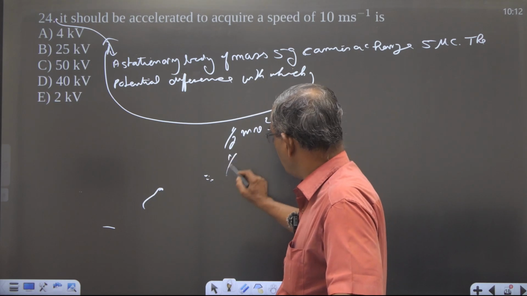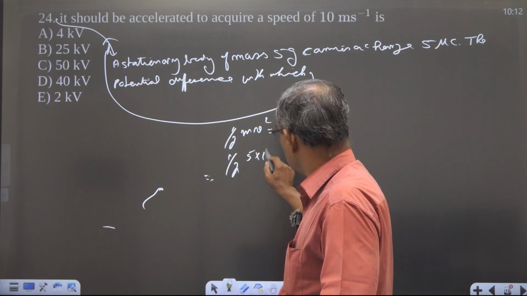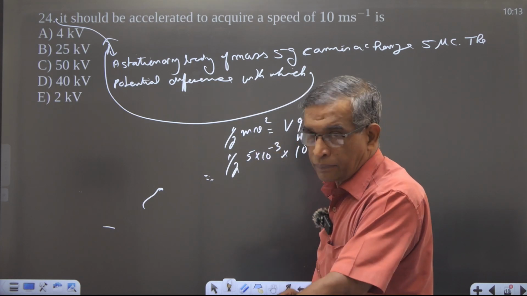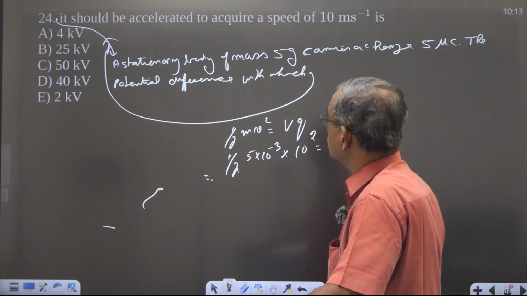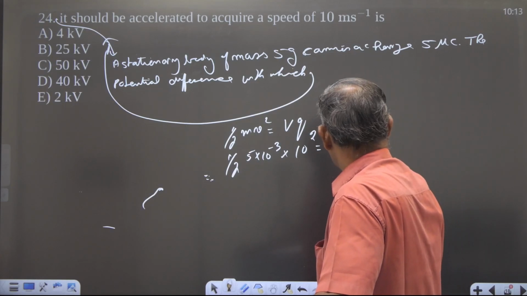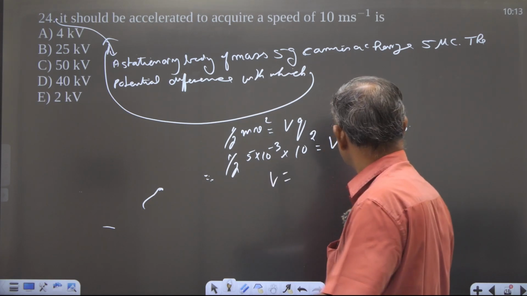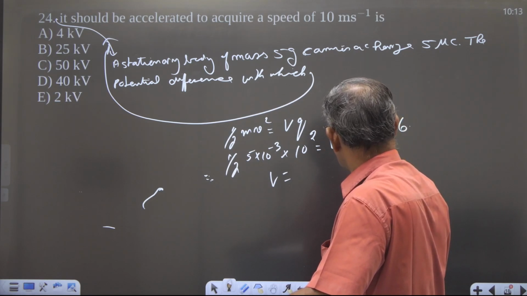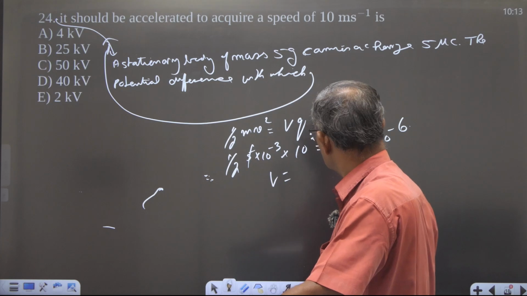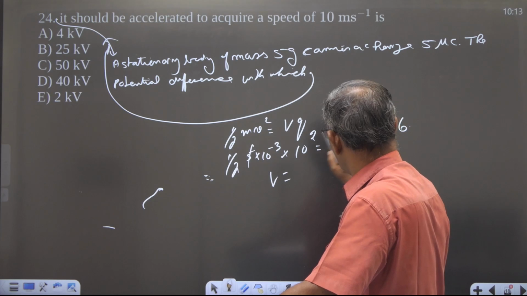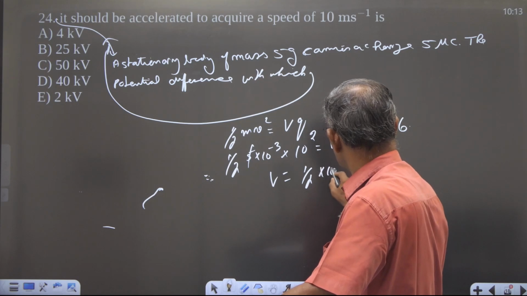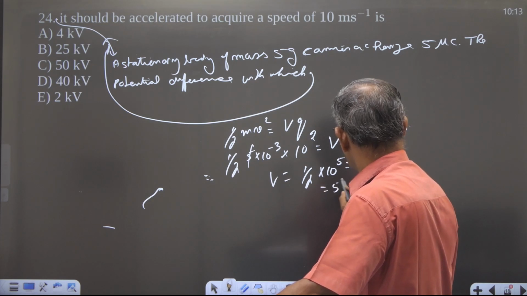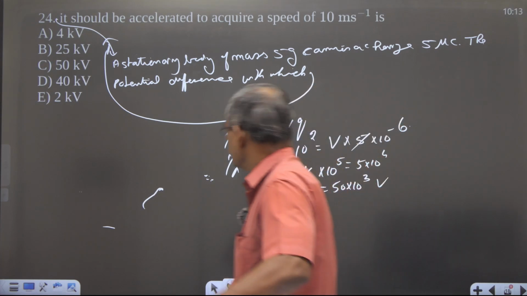Now everything else is given. The mass of the body is 5 gram, 5 into 10 raised to minus 3. The velocity is 10 meters per second, so half into 5 into 10 raised to minus 3 into 10 square is equal to V, the potential between which it is accelerated, into the charge of the particle, which is given as 5 microcoulomb, 5 into 10 raised to minus 6. From this, V is equal to half into 10 raised to 5, which is 5 into 10 raised to 4, equal to 50 into 10 raised to 3. So the answer is 50 kilovolt.